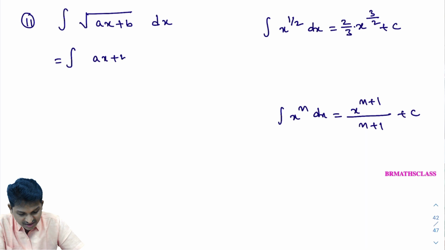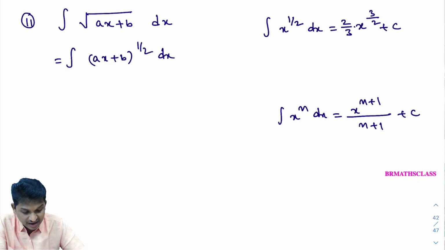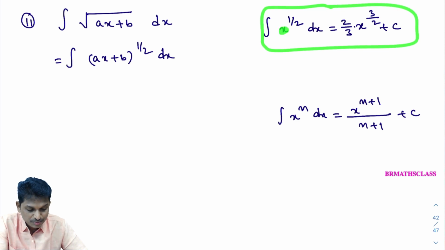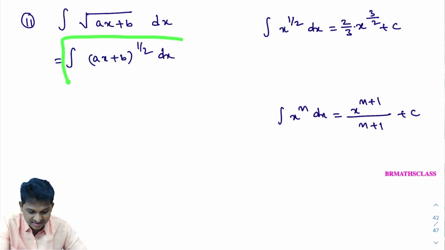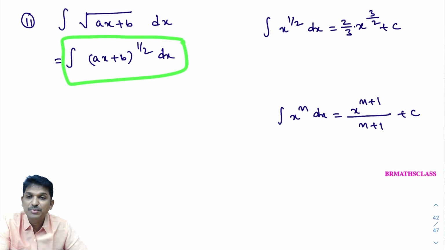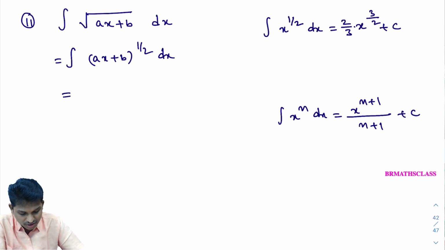Root ax plus b, I will write it as (ax plus b) whole power 1 by 2 dx. As you know how to do this, in place of x, here ax plus b is there. So you write it directly. Its answer starts with 1 by x coefficient. You write that equal to 1 divided by, what is the x coefficient here? The x coefficient is a.